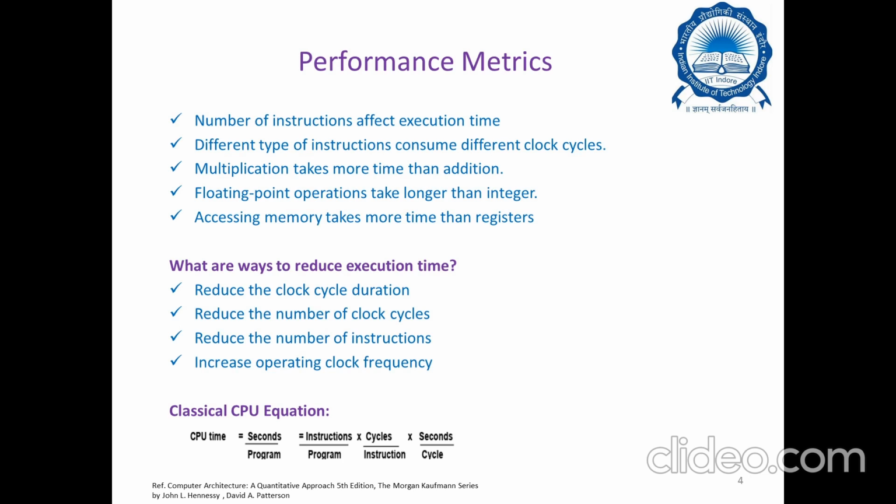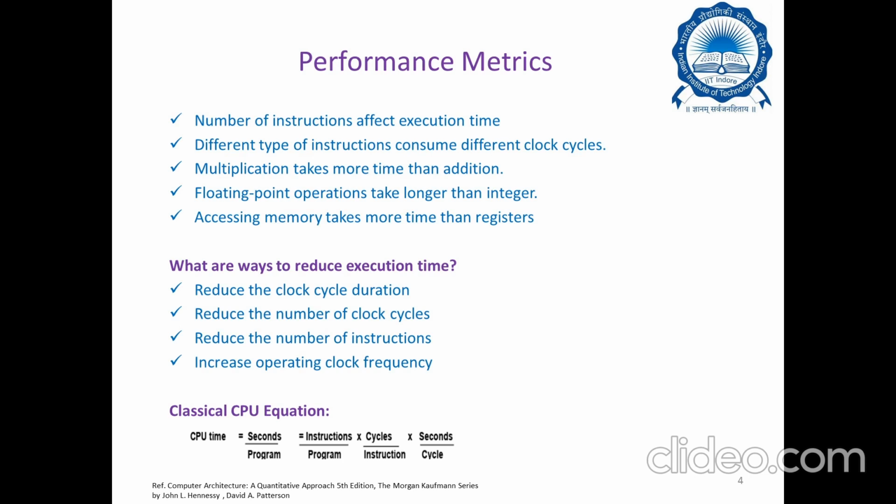So by knowing these, how can we perform better? How can we improve the efficiency of a processor? The ways to reduce execution time or to improve performance are to reduce the number of clock cycles, to reduce the clock cycle duration, which is the clock period, that is to increase the operating clock frequency, and to reduce the number of instructions of a given program.